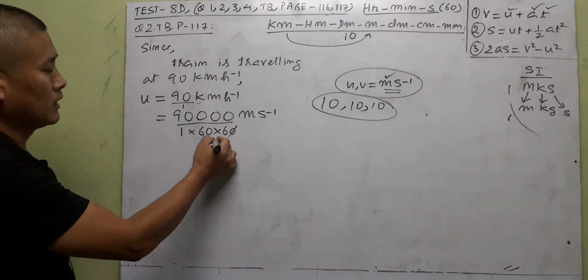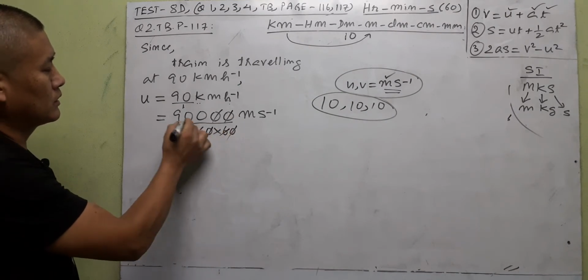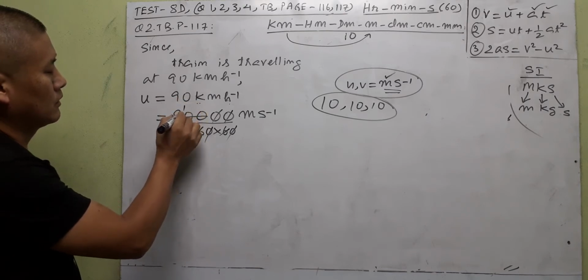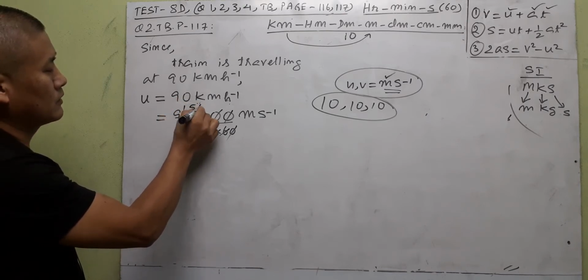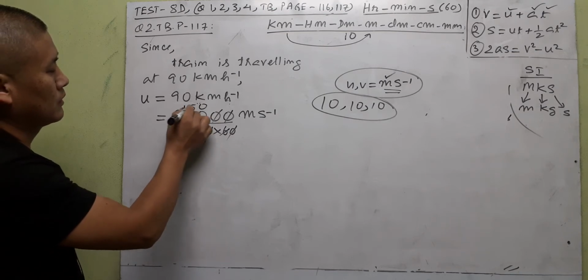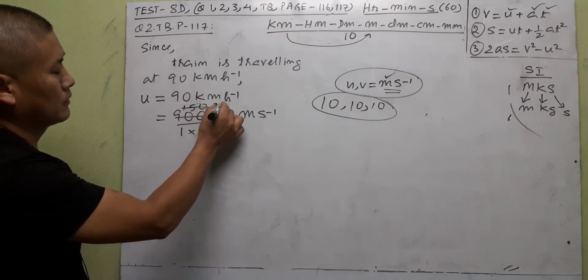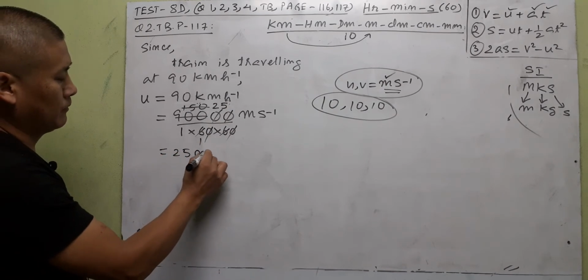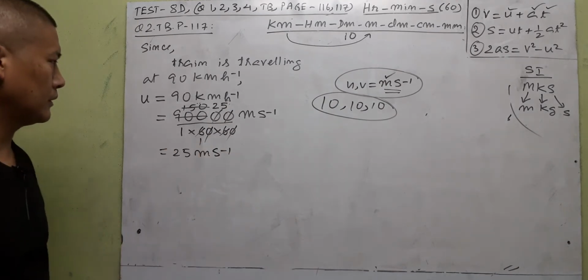So here 0, 1, 2 cancel. 6 is going, so 6 ones are 6. 3 in hand, 6 5s are 30, 0. 6 ones are 6. 6 twos are 12. 3 in hand, 6 5. So finally it came out 25 meter per second as the initial velocity.